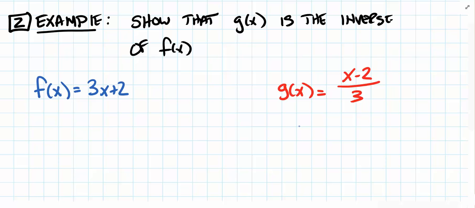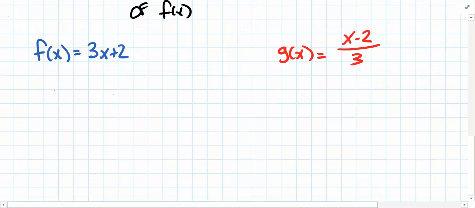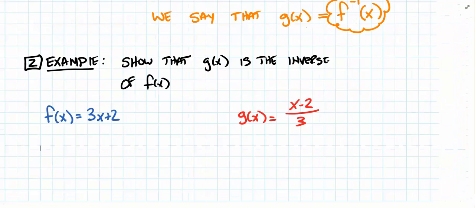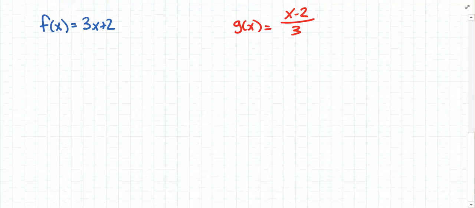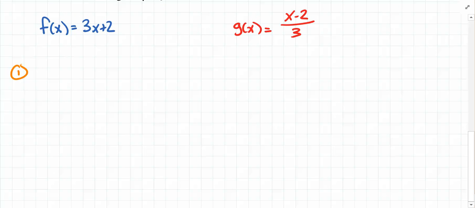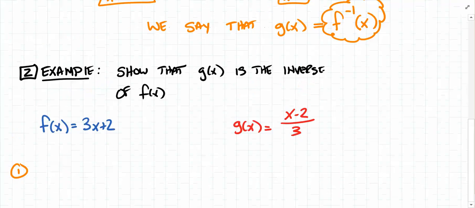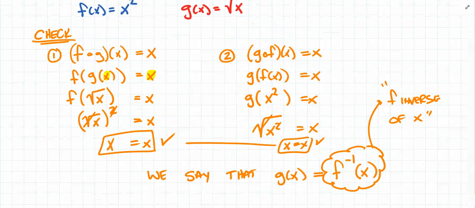Now let's actually show it with algebra, okay? So how do we actually show this thing? We don't just plug it in. What do we do, you guys? We have to check these two pieces of information right here. This is how we do it. We check f of g of x, and we want to show that we get back x. And then we also check g of f of x and show that we get back x.